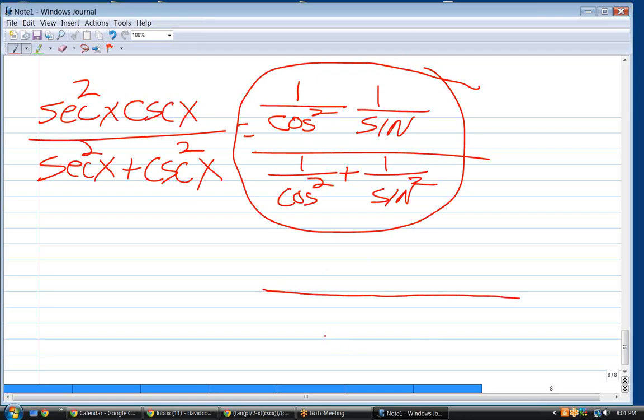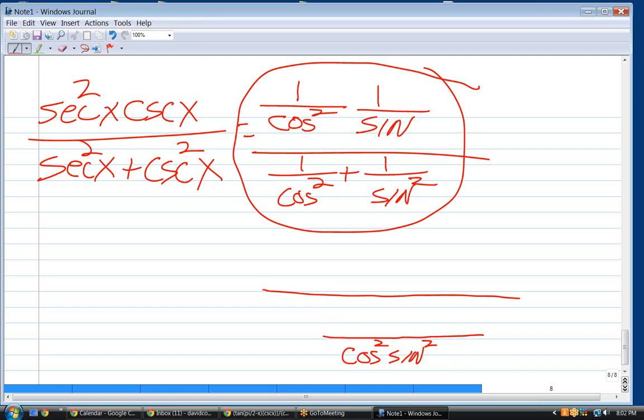Need a common denominator. What's it going to be? Would we have to make some tangent or? No, just to get a common denominator, you can always get it by multiplying. Okay, so cosine squared sine squared is my common denominator.